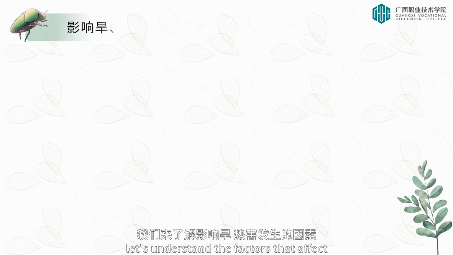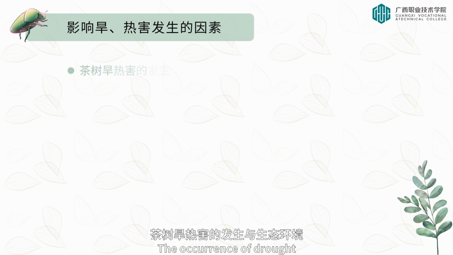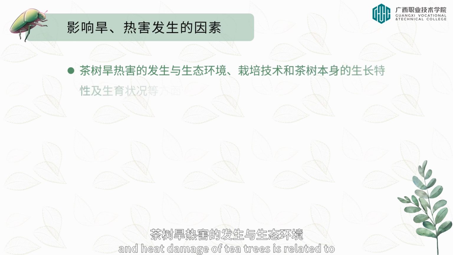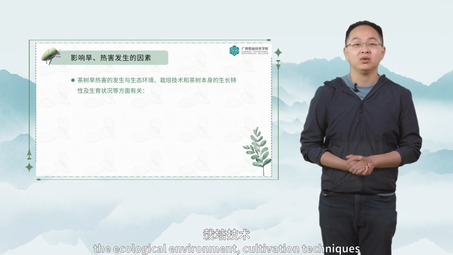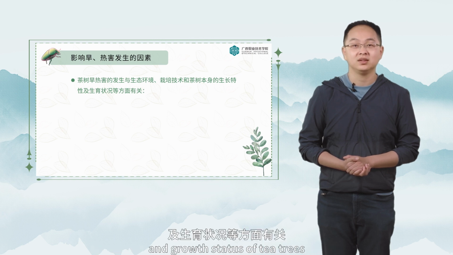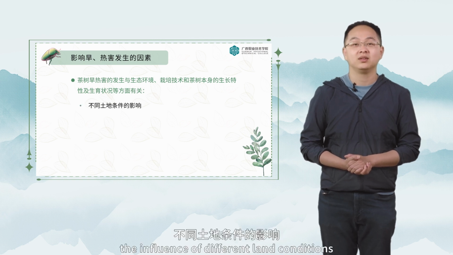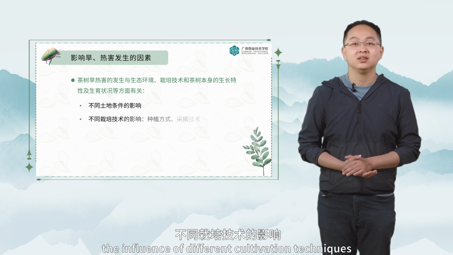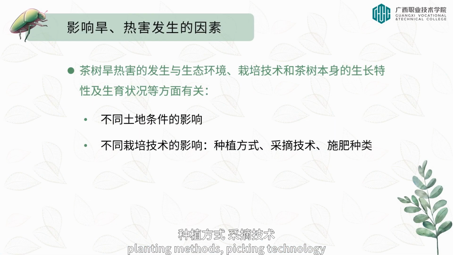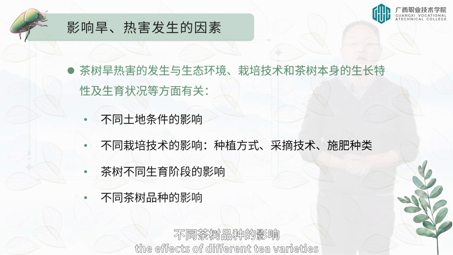Next, let's understand the factors that affect the occurrence of drought and heat damage. The occurrence of drought and heat damage of tea tree is related to the ecological environment, cultivation techniques, the growth characteristics, and growth status of tea trees. The influence of different land conditions, the influence of different cultivation techniques, planting methods, picking technology, types of fertilization, the effects of different growth stages of tea trees, the effects of different tea varieties.